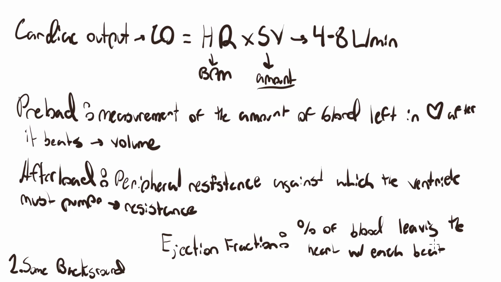Remember, I talked about preload. There's some blood left over after systole. That means there's blood left inside of there. You would think, why isn't my heart firing out 100% of blood? Well, it's just not how you were designed. For the left ventricle, a normal EF is 55 to 70%, and for the right ventricle, it's 45 to 60%.